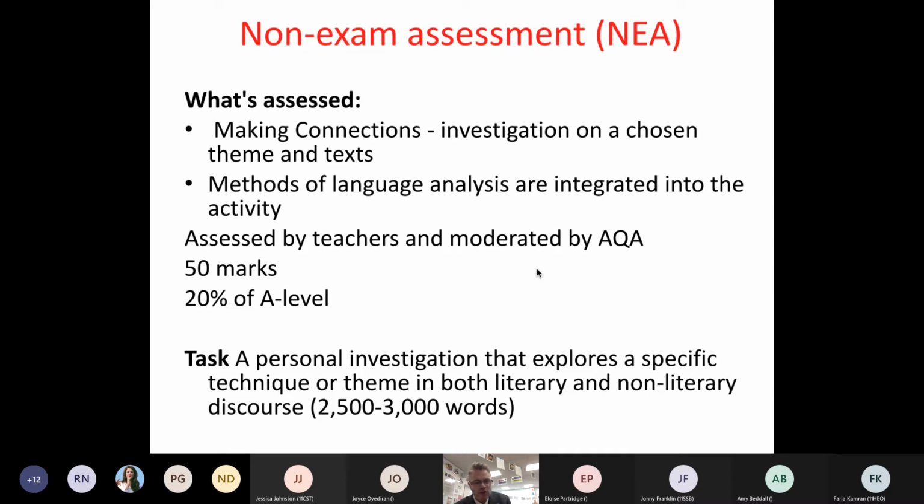So you analyze the language, and we then mark that for you. Now, the way that it works is that we help you set up the task, and when we're all happy that the task is good, we send the task to the exam board and they say yes or no, you can do that. Once you've got the okay, you probably start the process at the end of year 12, and then during the autumn term in year 13, you go about writing it.